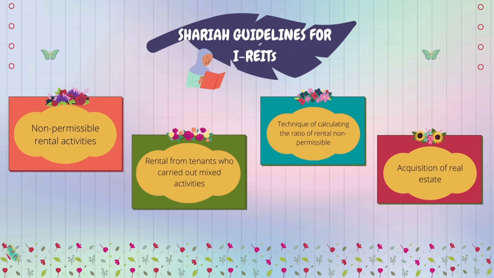Next guideline is the technique of calculating the ratio of rental of non-permissible activities. There are a few approaches used for the non-permissible activities, such as utilization of space occupied, hours of services, etc. These are determined by the Sharia advisor. They can be used to calculate the ratio of rental of non-permissible activities to total rental paid by the tenant. The next one is the acquisition of real estate, where it is agreed for non-permissible activities to be below 20% of the total turnover of Islamic REITs.